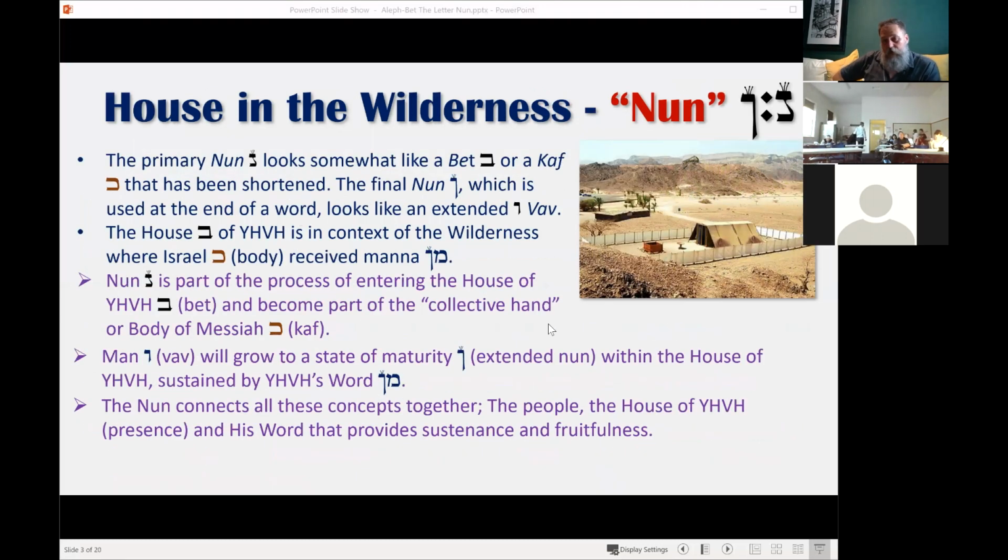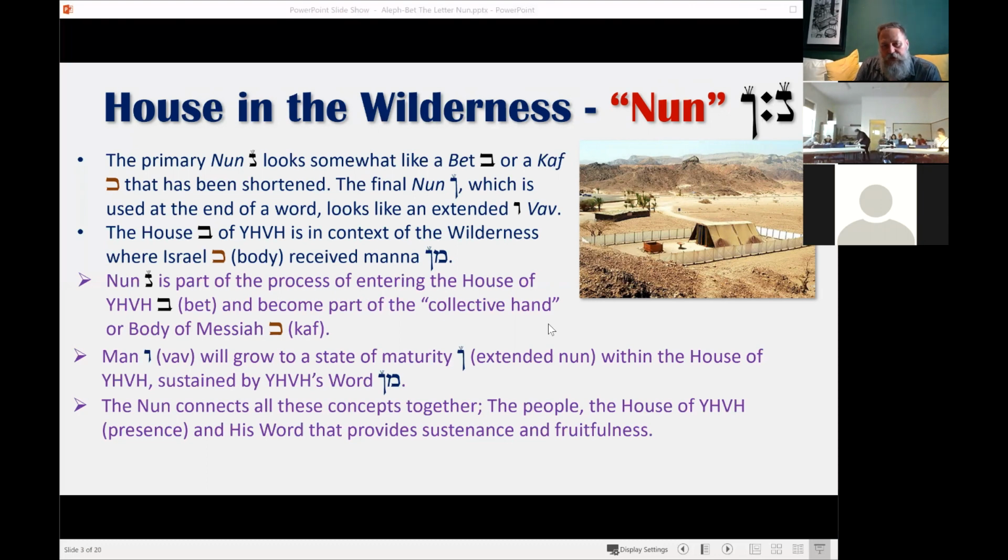Now, in the context of the wilderness and manna, if we look at the shape of the letter Nun, Nun looks like a small bet and also a small kaf. It's got the same physical outline. It's just a shortened form of both of them. Previously, when we looked at the letter kaf, it means collective hand, or it also represented the body of Messiah. Now, the letter bet represents the house, and the house in the context of the wilderness is the tabernacle.